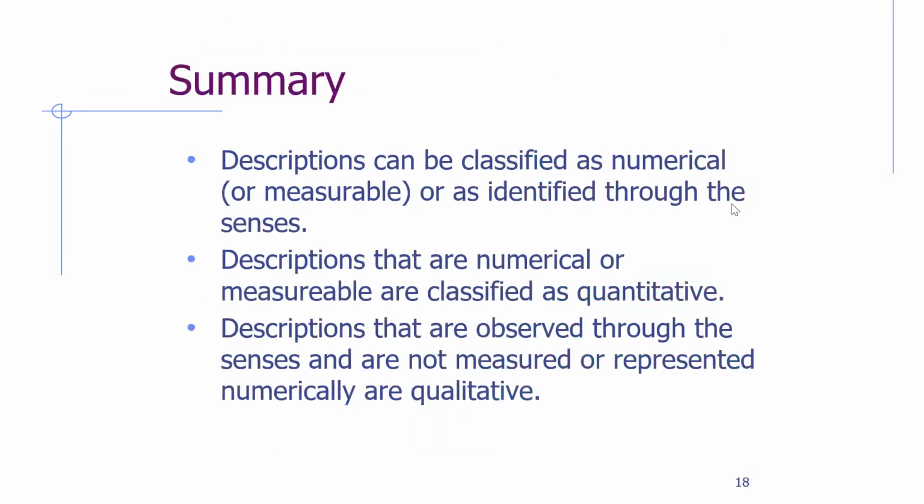Okay. So in summary, description can be classified as either numerical, measurable, or identified through the senses. Descriptions that are numerical are classified as quantitative. And the observations that go through your senses that are not measured and are not represented by a number are qualitative. So quantitative is with numbers, qualitative is without, using the senses.